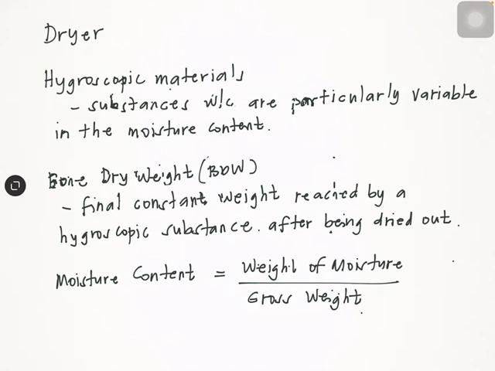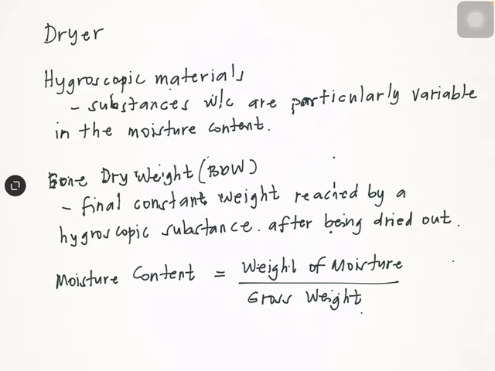So one of the applications of psychrometry is the dryer. First, we'll define some terms here. We have hygroscopic materials. These are substances which are particularly variable in moisture content. And we have the bone dry weight, or BDW. This is the final constant weight reached by a hygroscopic substance after being dried out.